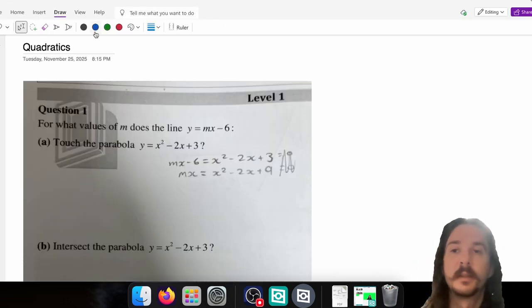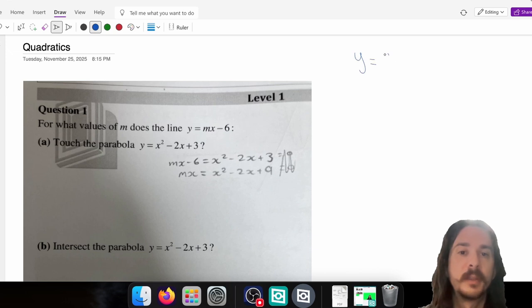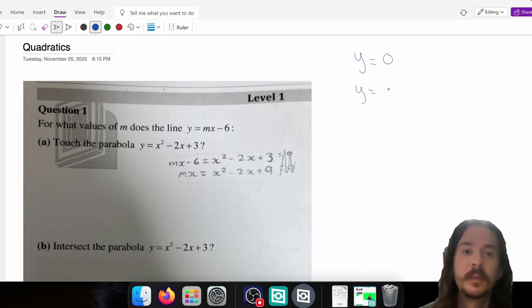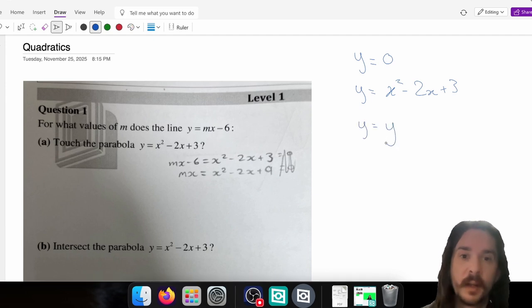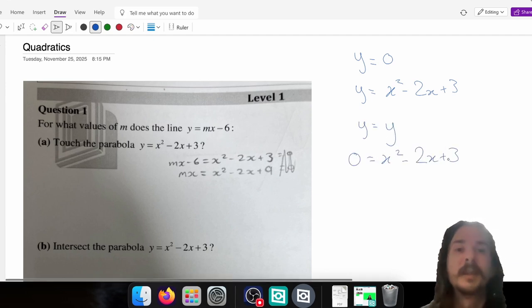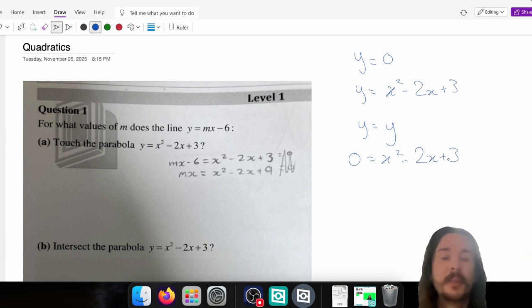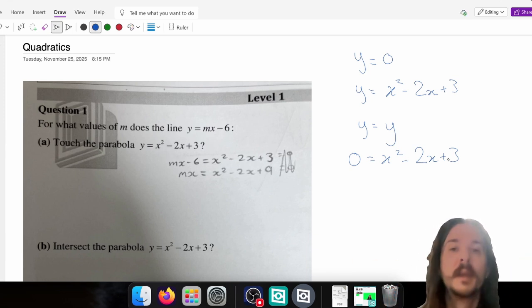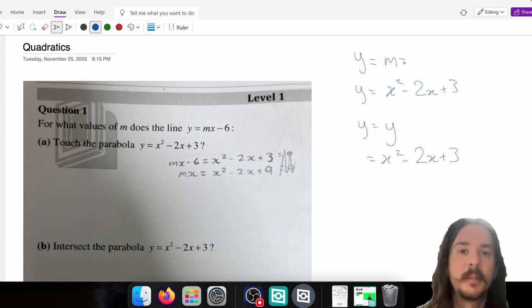So what that means is, if we know that y equals 0, y also equals x squared minus 2x plus 3. Hence, if y equals y, then 0 equals x squared minus 2x plus 3. And then we factorize and we use our null factor theorem to figure out what x is. This is all stuff that I know you can do. The reason I'm explaining this is I want you to see that you've already been solving simultaneous equations with quadratics. So all that's changed here is instead of 0, we have y equals mx minus 6.